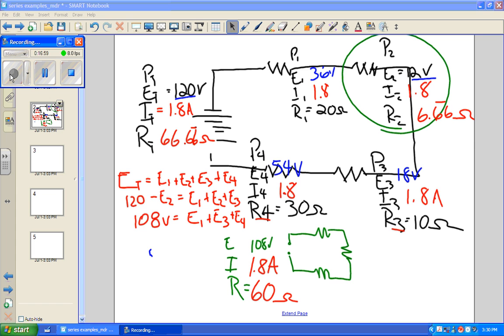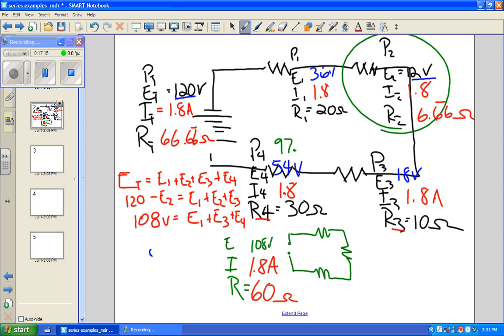Let's turn this thing back on, and we'll find the power this time. And now, 1.8, let's get our individual powers first. 54 times 1.8 is what? Okay, and 18 times 1.8? 32.4. And 12 times 1.8? 21.6.